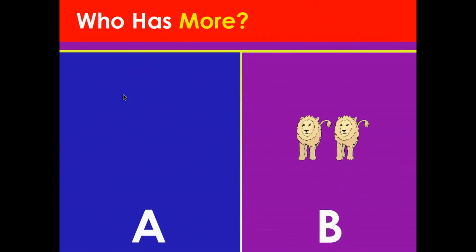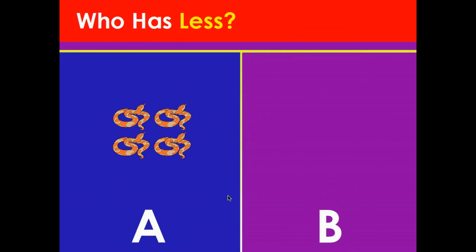Next, there is no animal in A, but there are two lions in B. So who has more? B, yes? Good. Again here, who has more? Who has less? Here in A there are 4 snakes, in B there is none. So B has less, because here you can say 0 or no elements, no animals. So A has more, or you can say B has less.